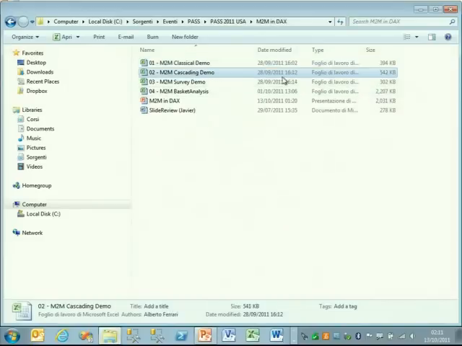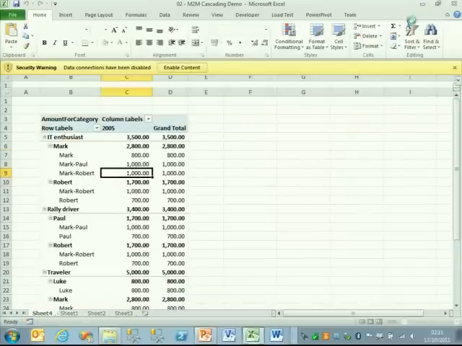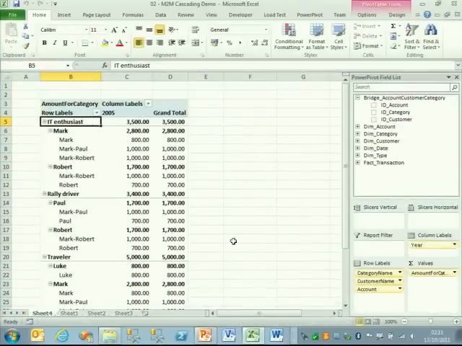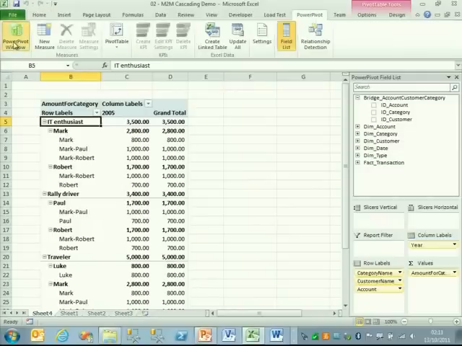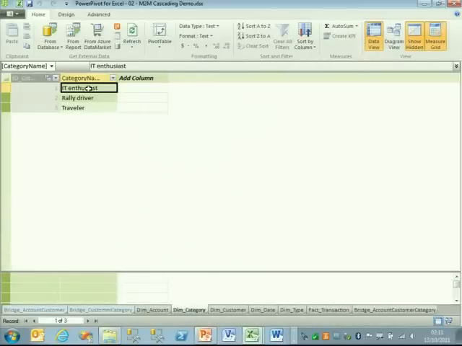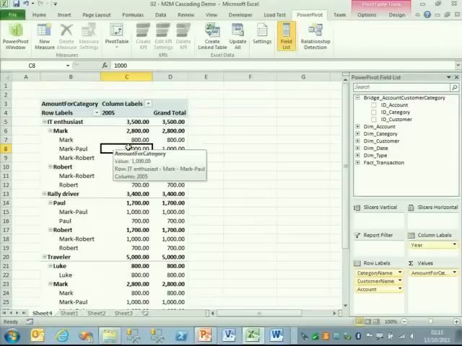The cascading demo is, of course, very similar to before. We now have categories. Let's look at them in the Power Pivot window just to take a look at what categories are. One can be IT enthusiast, rally driver, or traveler, but of course, an IT enthusiast that is a rally driver and travels a lot has 3 categories at once. The rest of the data is identical to before, and we want to get this result.